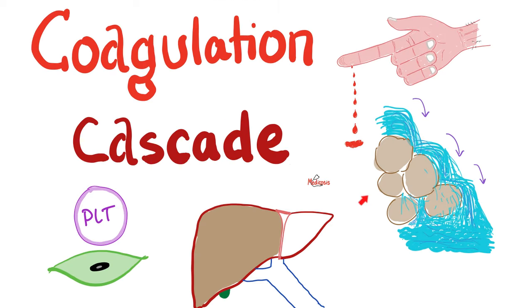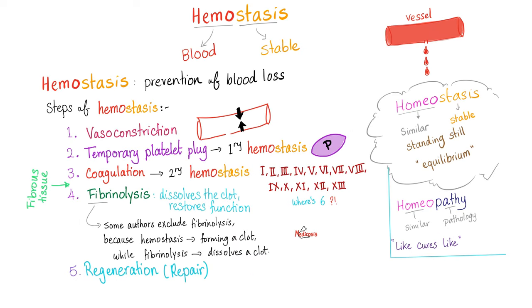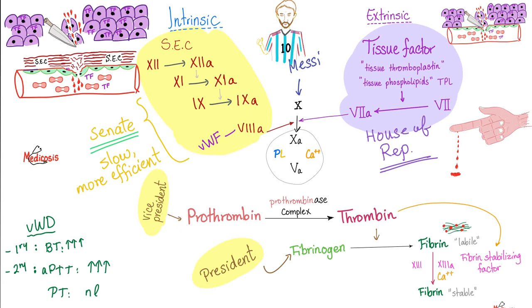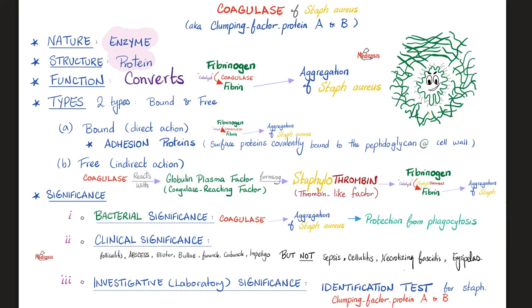Do you remember coagulation? When you injure yourself, you need hemostasis, which includes vasoconstriction, then platelet plug or primary hemostasis, then the coagulation cascade or secondary hemostasis, and then fibrinolysis. Here is the coagulation cascade or secondary hemostasis. Convert prothrombin into thrombin, fibrinogen into fibrin. Trap the red blood cell. Congratulations, you have a clot.